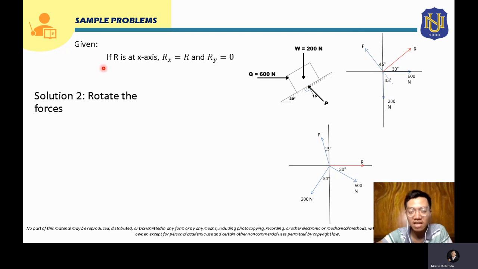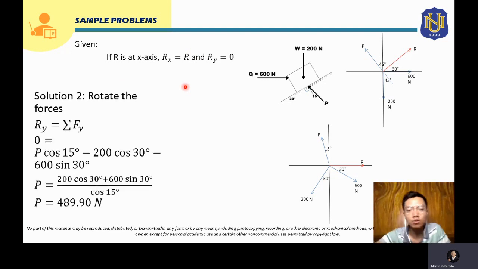Okay, so if R is at the x-axis, the horizontal component for your R will just be equal to R, and your Ry, or your vertical component, will be equal to 0. So this will be our solution. If your Ry is equal to 0, it equals the summation of all the vertical components of all your forces.